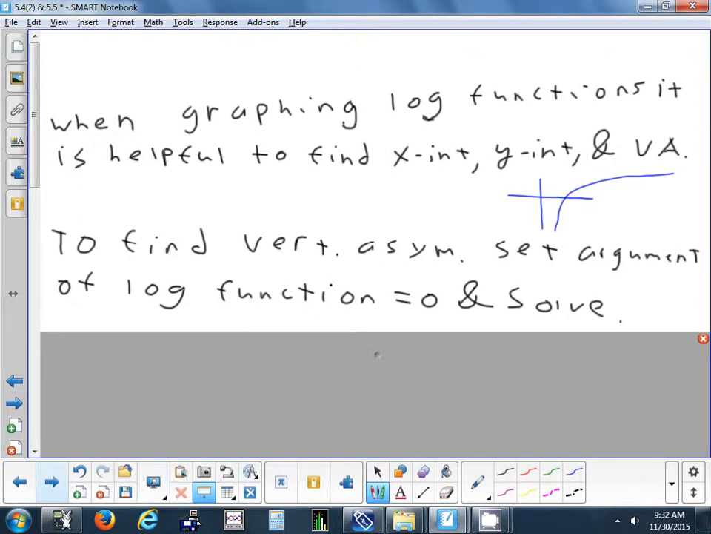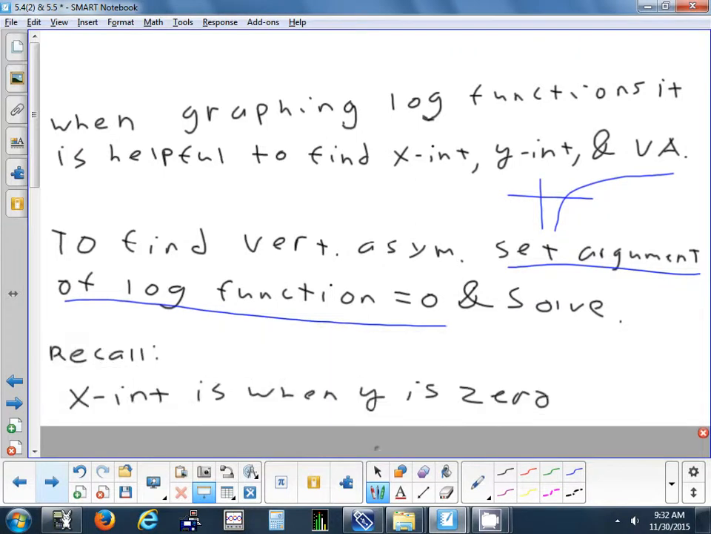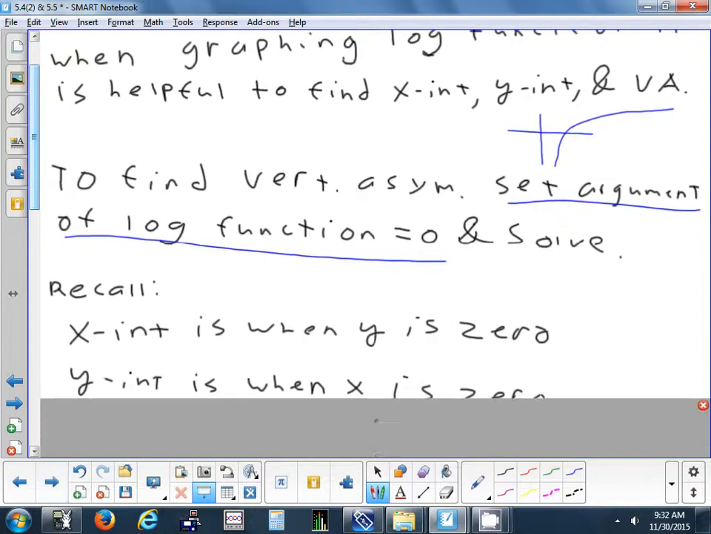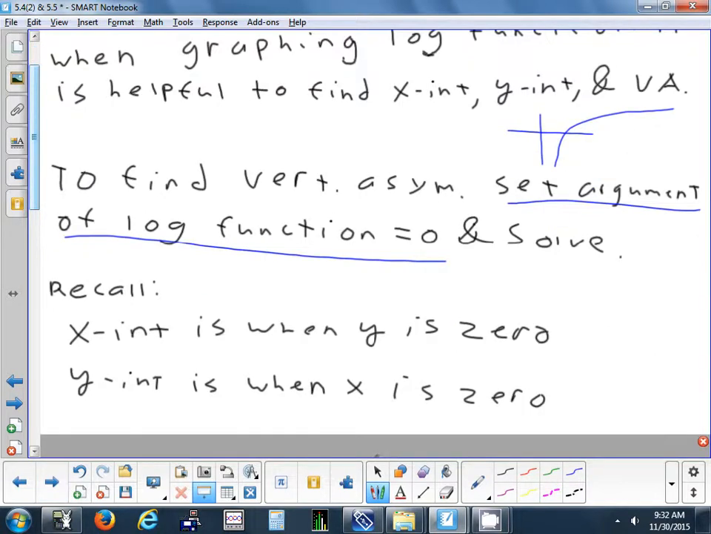To find your vertical asymptote, it's normally on the y-axis. But it can shift. It can move left and right. Just set your argument equal to 0 and solve it. And that's how you find your vertical asymptote. Set your argument equal to 0 and solve. If you don't remember how you find x and y intercepts, that's just a reminder. Your x-intercept is when you fill 0 in for y. Your y-intercept is when you fill 0 in for x.